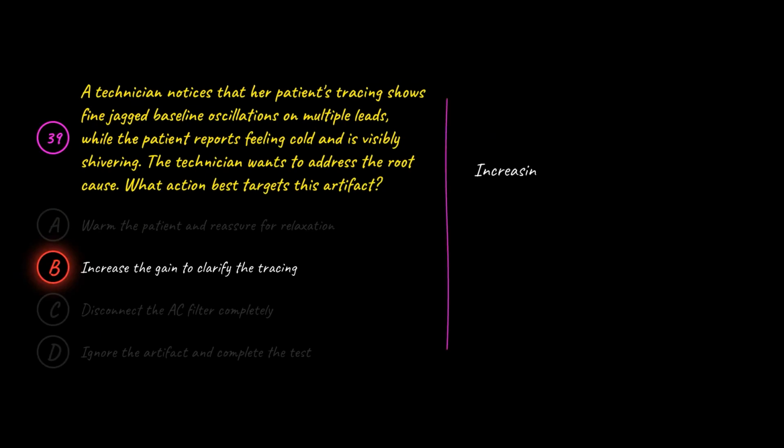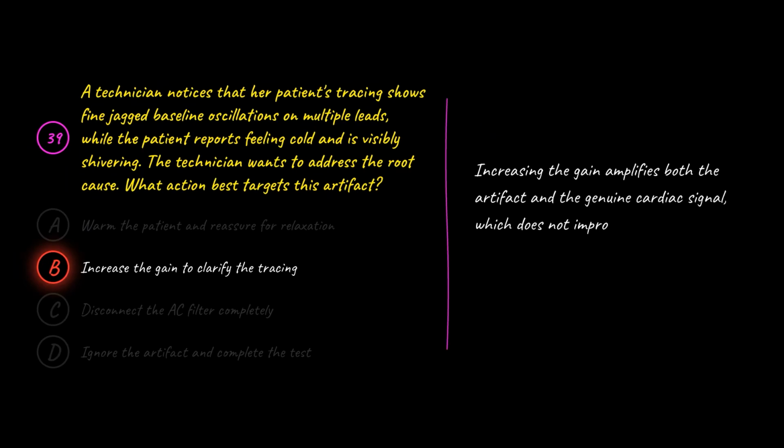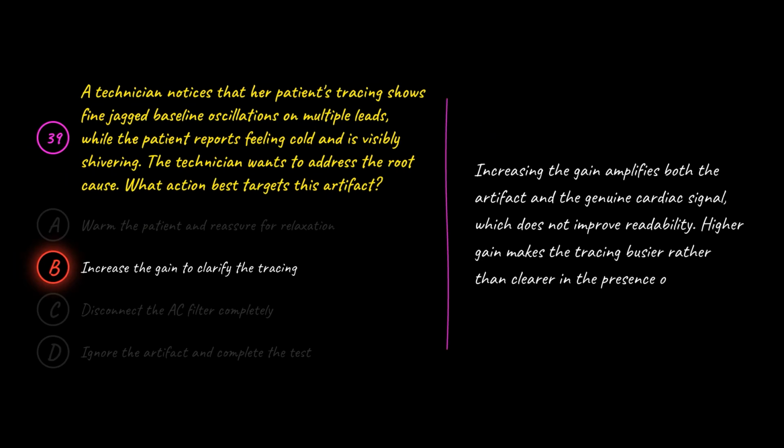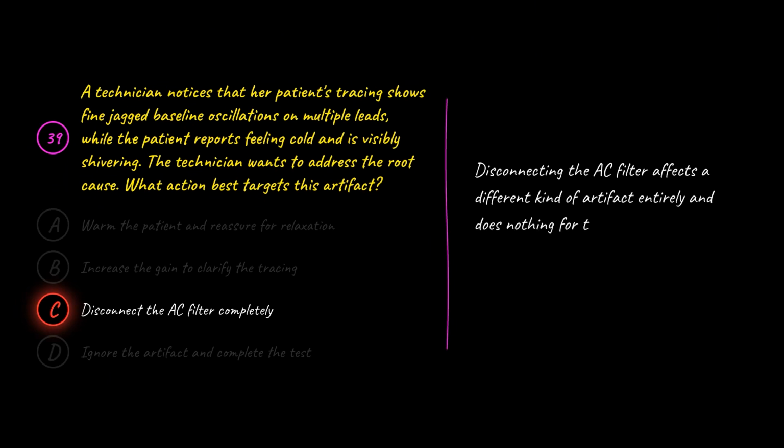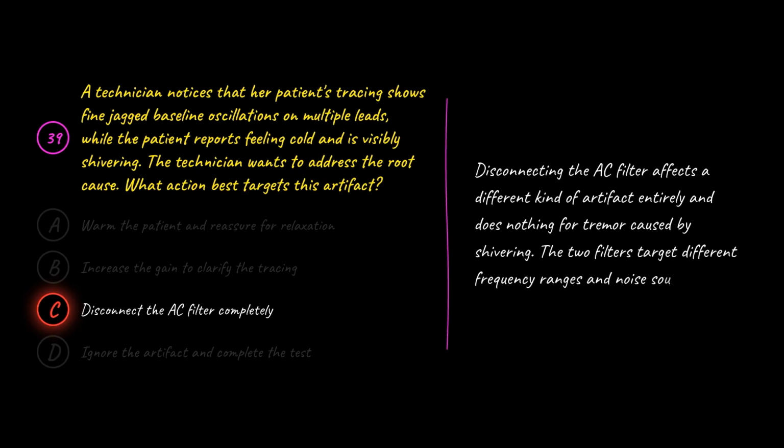B is wrong because increasing the gain amplifies both the artifact and the genuine cardiac signal, which does not improve readability. Higher gain makes the tracing busier rather than clearer in the presence of artifact. C is wrong because disconnecting the AC filter affects a different kind of artifact entirely and does nothing for tremor caused by shivering. The two filters target different frequency ranges and noise sources.